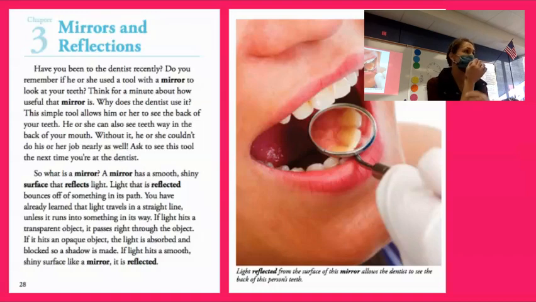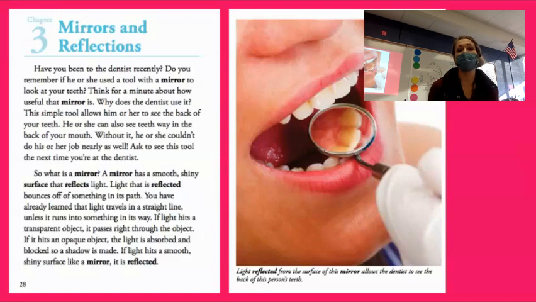Our reading today is at least going to start out whole group together as we go into chapter 3. Looking at the table of contents, what page can I find chapter 3 on? 28. What is the title of chapter 3? Mirrors and reflections. Very good. So we can be on page 28 where we're going to read about mirrors and reflection.